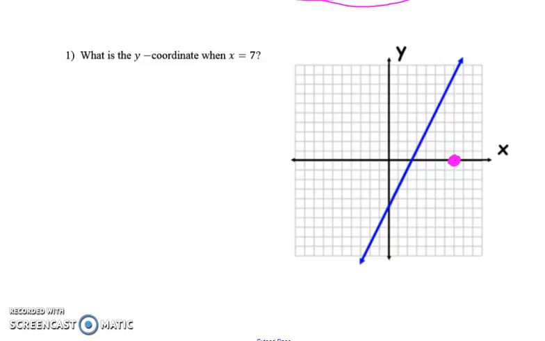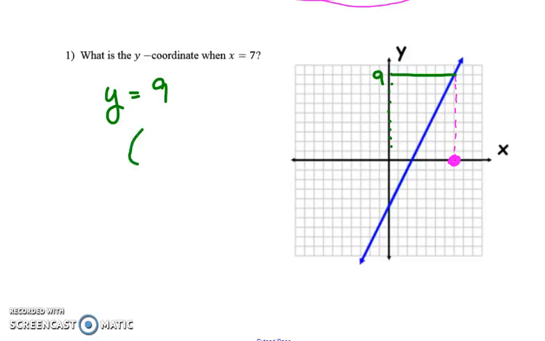Oh, okay, well, let's see where it intersects, right? Couldn't I go, well, let's see, it's going right about there. So my y-coordinate would be right there. Well, let's count it. 1, 2, 3, 4, 5, 6, 7, 8, 9. It looks like I'm at 9. So y is going to equal 9.